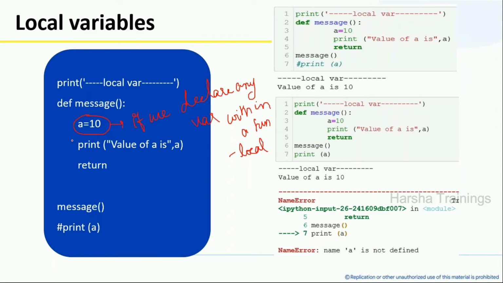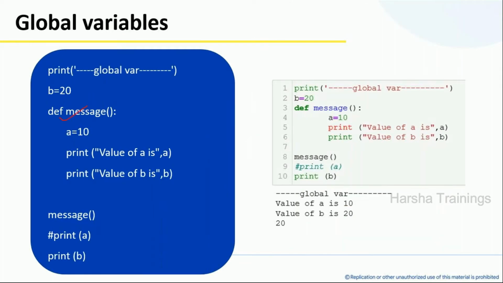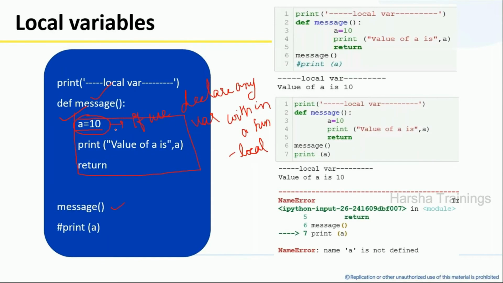Okay, now here I have declared a function, and a variable a. This is the block of the code. Now this is my function definition and this is my function call. A equal to 10, I have declared within the function definition called message. So shall I call this a as 10? If we declare any variable within the function definition, I will call this variable a local variable.